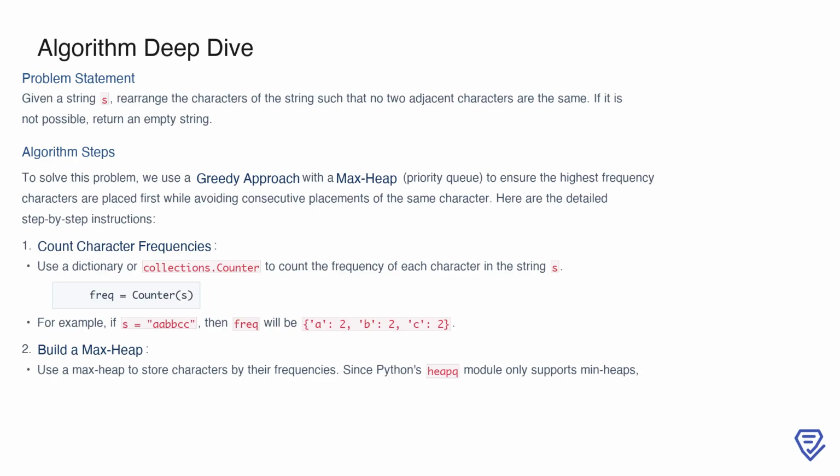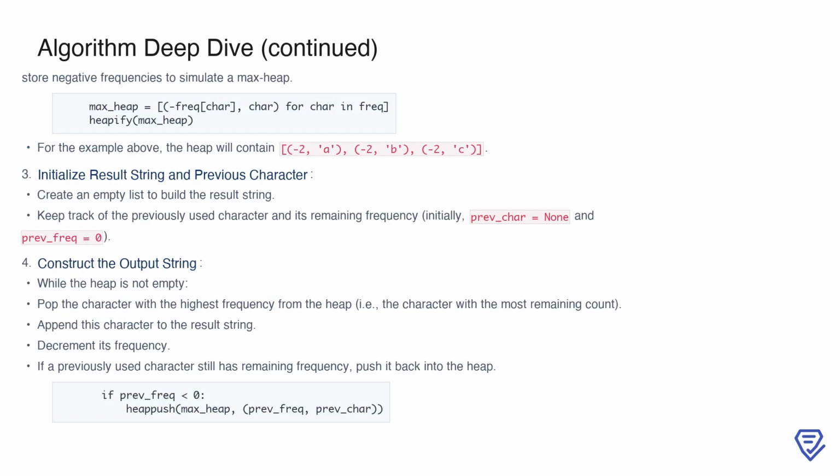Next, we build a max heap to manage these frequencies effectively. Since Python only supports min heaps, we can simulate a max heap by storing negative frequencies, ensuring that the character with the highest frequency is always retrieved first. After building the max heap, we initialize two things: an empty list to construct the result string and two variables to track the previously used character and its remaining frequency. Initially, these are set to None and 0, respectively.